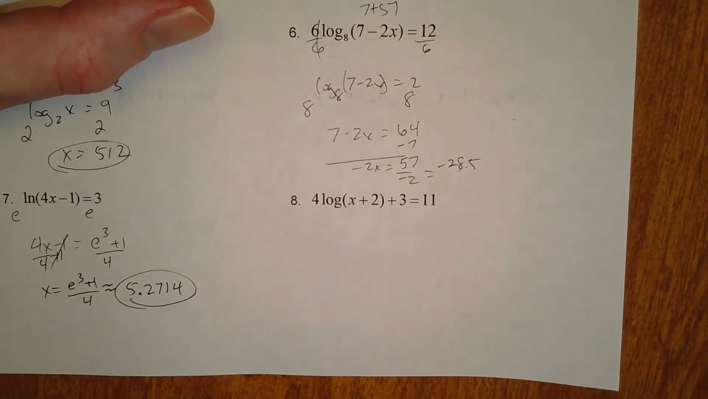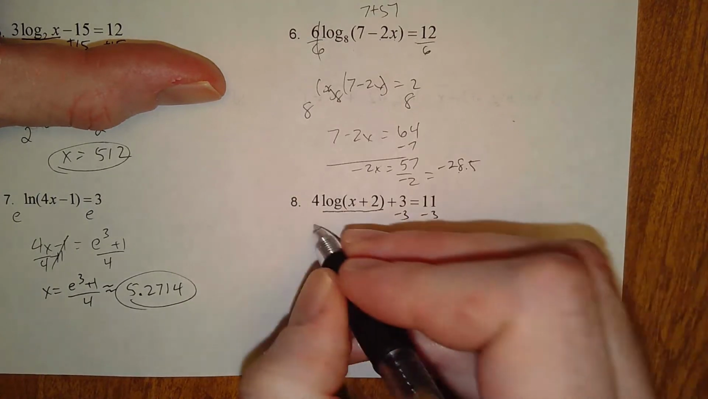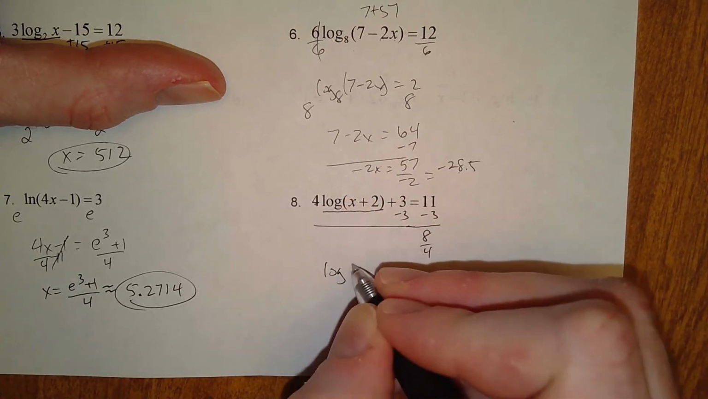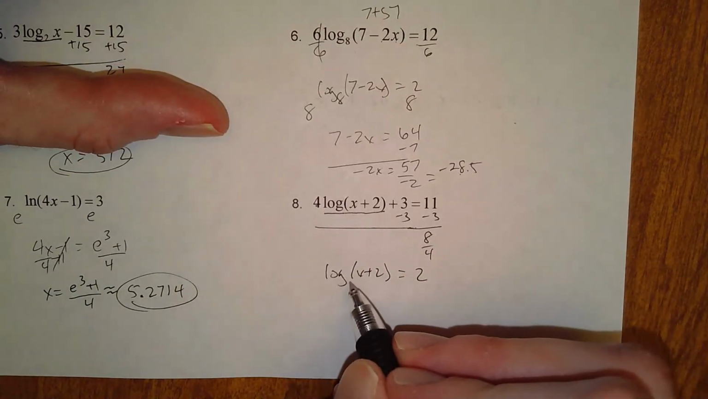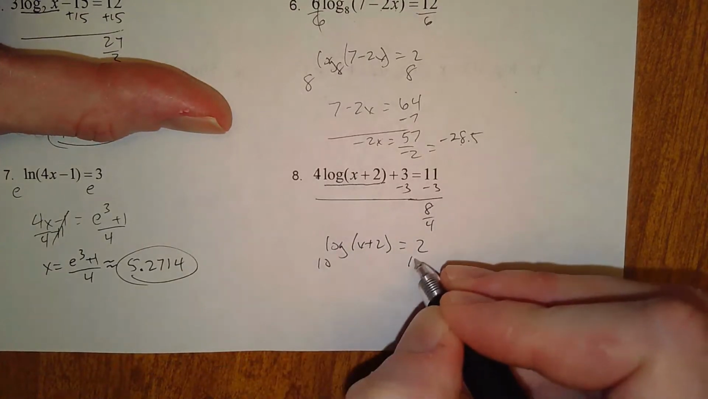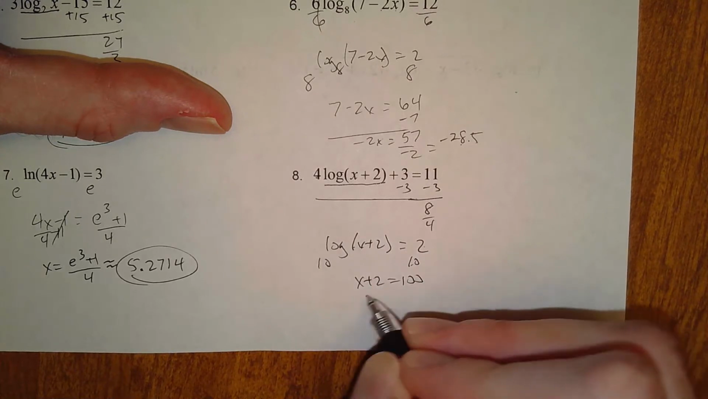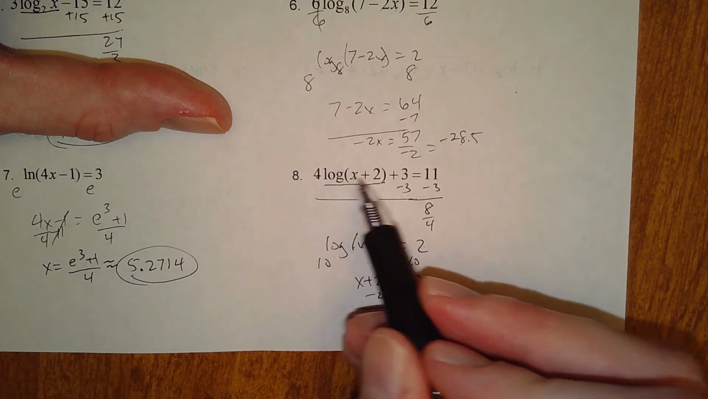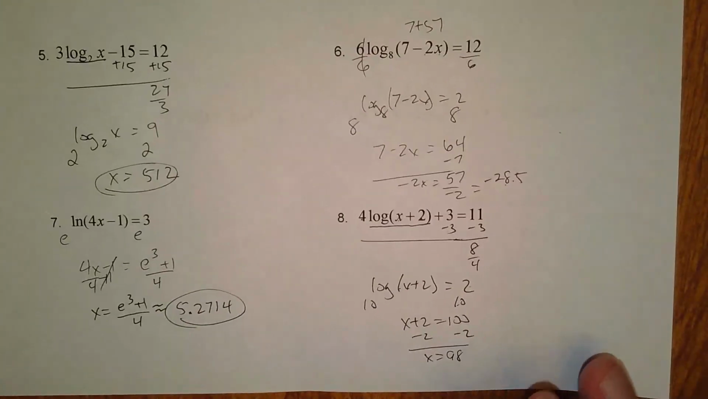And then number 8, again, this is the logarithm, so subtract 3 to the other side, and this would be 8, and then divide by 4 also, so I got the common log of x plus 2 would equal 2. The base is not written, but it's a 10, so I would take 10 to both sides. So 10 to this power, 10 to that power, I got x plus 2 equals 100, minus 2, x equals 98. If I plug that back in, 98 plus 2 is 100, which is positive, so that works. So on the whole front page, there were no extraneous solutions, so everything worked.